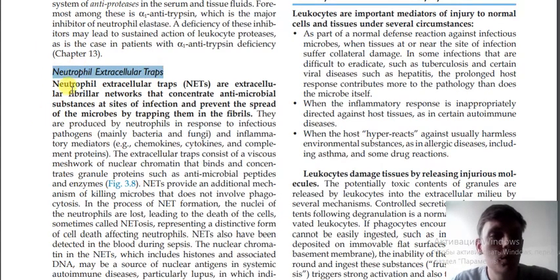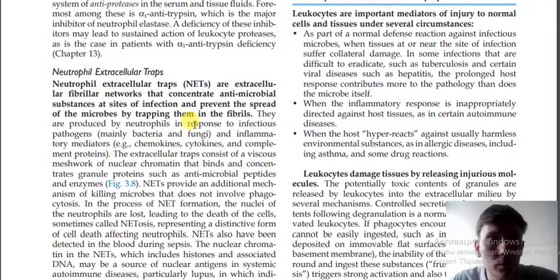For once and forever. Neutrophil extracellular traps. Neutrophil extracellular traps are extracellular fibrillar networks that concentrate antimicrobial substances at sites of infection and prevent the spread of the microbes by trapping them in the fibrils. So this mechanism is fascinating. So please try to pay attention.